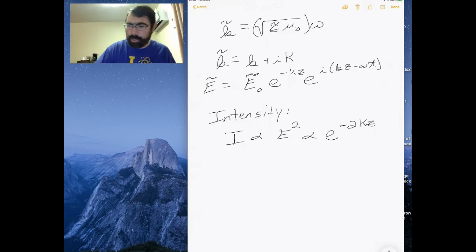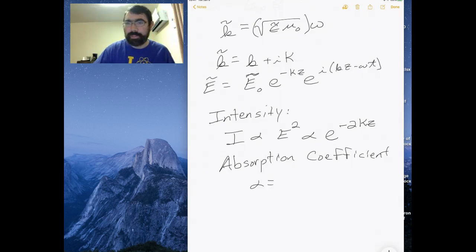And now I'm going to call the absorption coefficient alpha, which is equal to 2 kappa. So that absorption coefficient is going to be what's responsible for the dampening of the electromagnetic wave in the material.